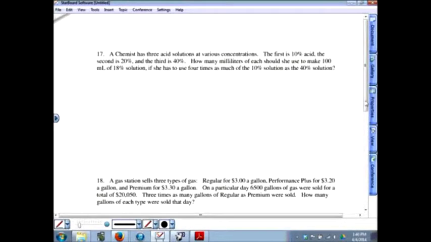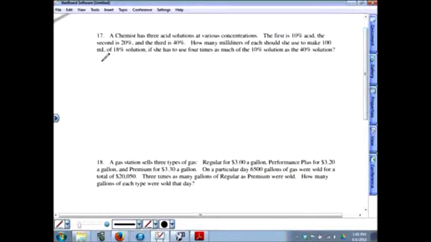Okay, 17 and 18. Both of these come from section 6.3. Right here, a chemist has 3 acid solutions. The question here is how many milliliters of each type of solution should be used. If there's 3 solutions and they're asking how many of each, that means we're going to have 3 different variables because we don't know how many of each.